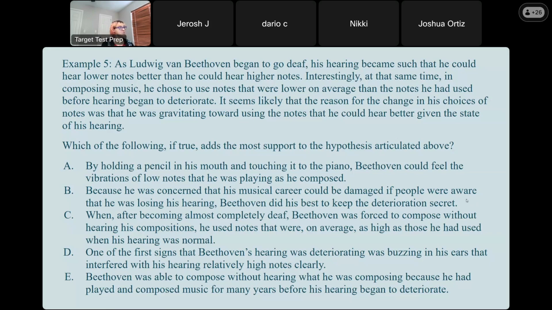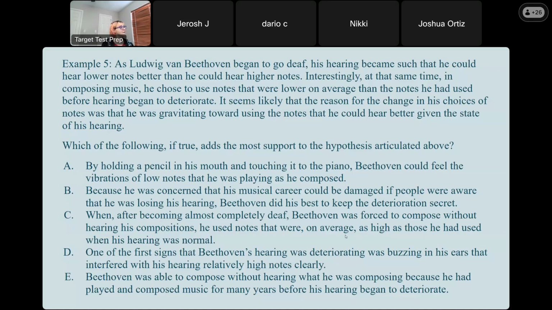B, because he was concerned that his musical career could be damaged if people were aware that he was losing his hearing, Beethoven did his best to keep the deterioration secret. Whether or not people knew at the time, that doesn't affect our cause and effect relationship. It is just about how his hearing was deteriorating and then his compositions altered in their makeup as a result. So this one isn't super helpful.